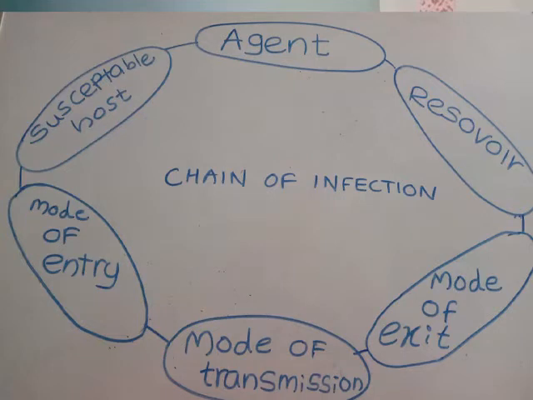What is infection? There should be a microorganism. It should enter the body of a person and act there, trying to increase its number. We call it proliferation, and bodily tissues also react against those processes. The combination of all these processes we call infection.